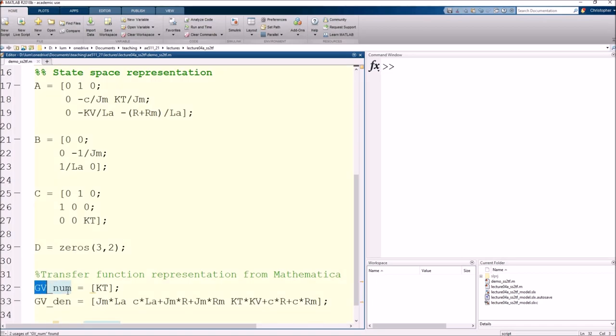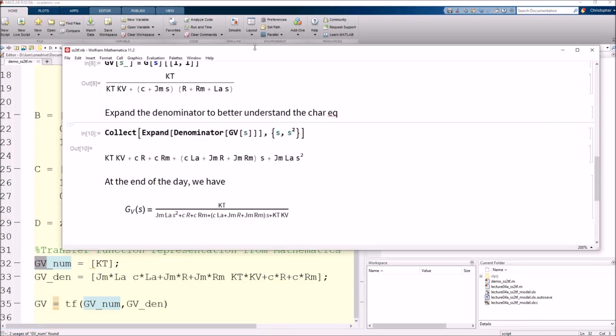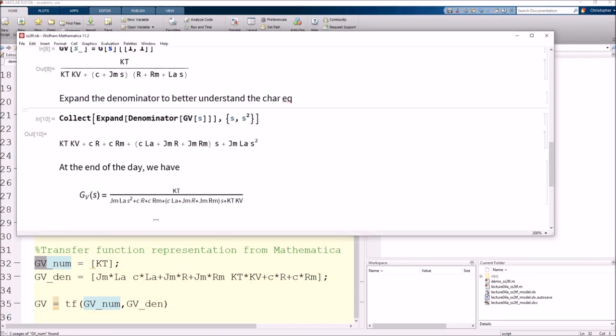Okay, and then what I've got down here is first thing I'm going to do is I am going to try to make a transfer function, which is the transfer function of the velocity that we obtained in Mathematica. So again, this is literally exactly just me copying what we did in our Mathematica notebook over here, right? So you can see the numerator of the transfer function is just kt. The denominator is, here's the coefficient of s squared, right? It's this JMLA S squared.